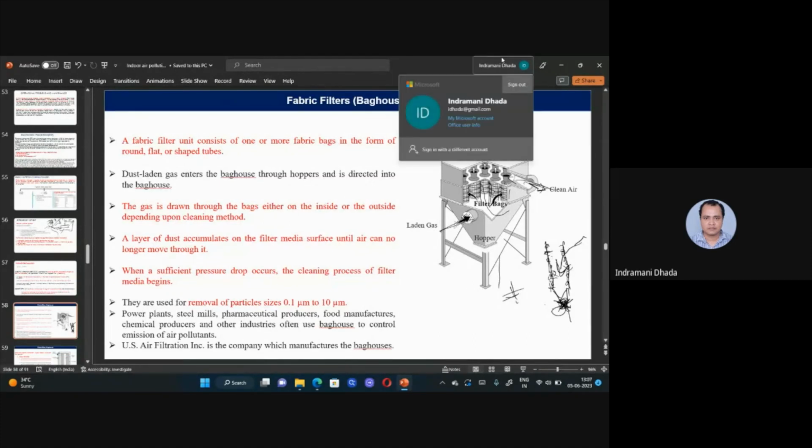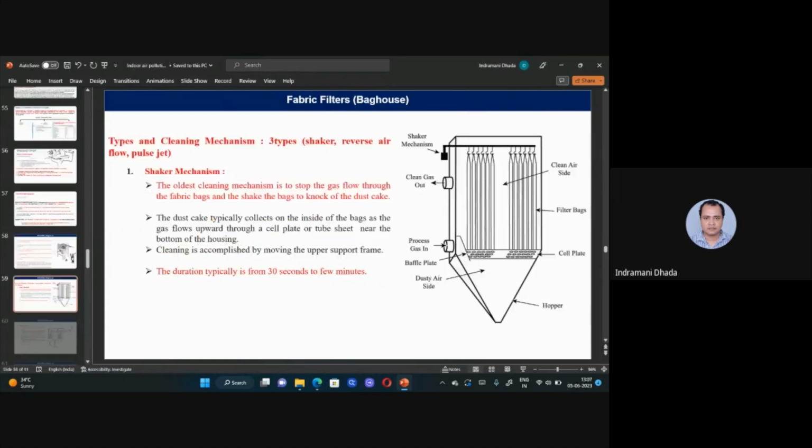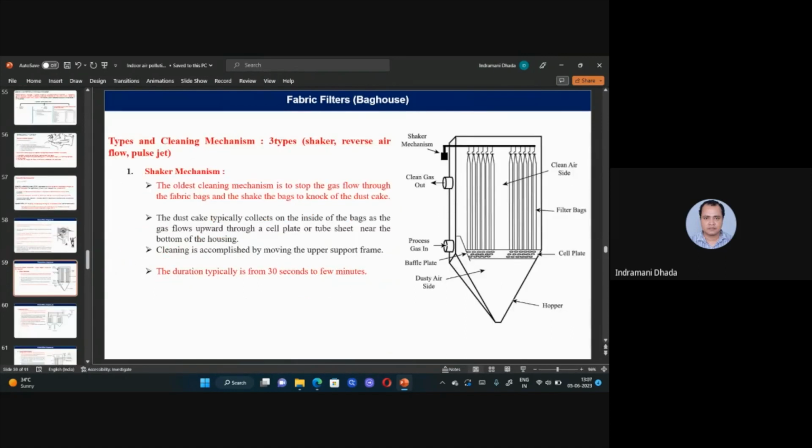The efficiency of the fabric filter is also good. There are also fabric filters in series. You can see here the fabric filters accumulated with particles, which can be collected here at the bottom during the process of removal.